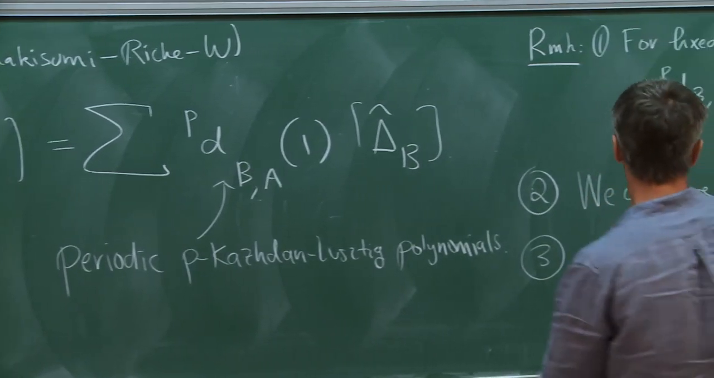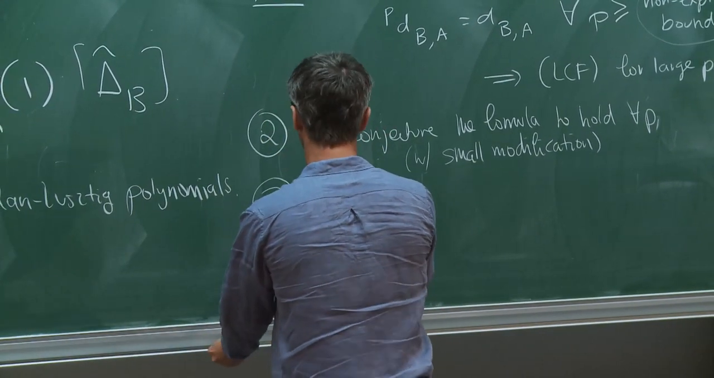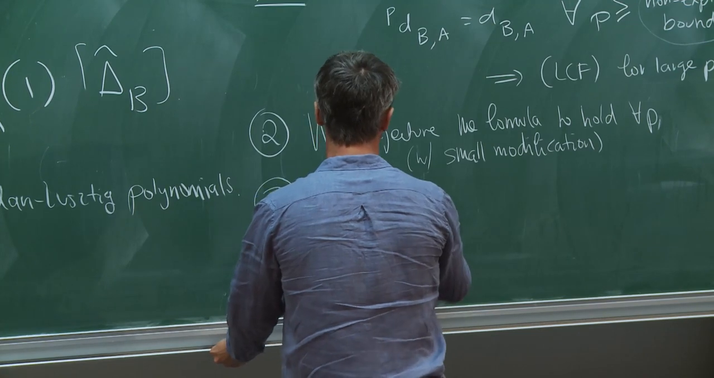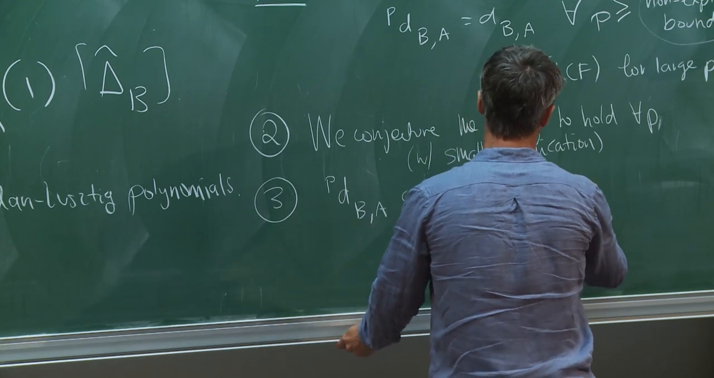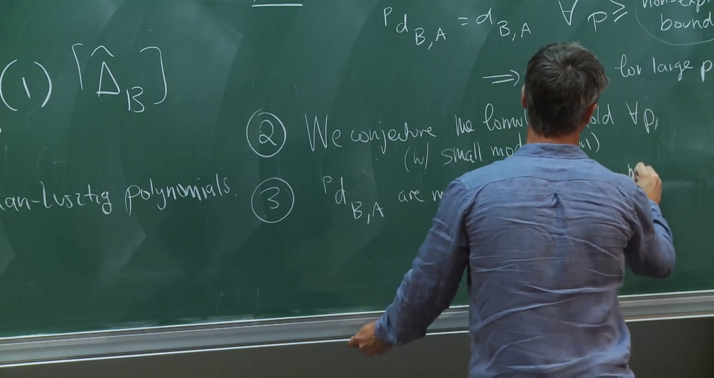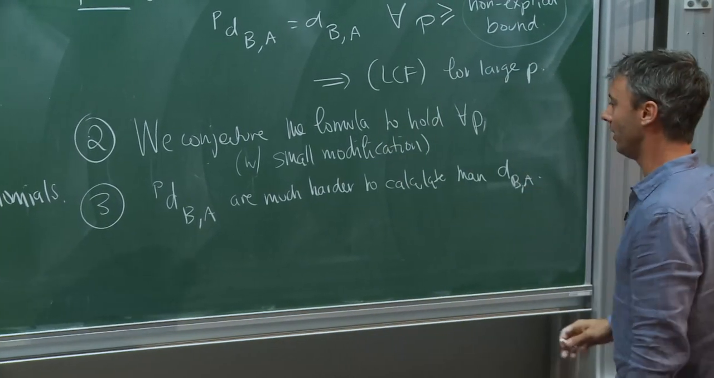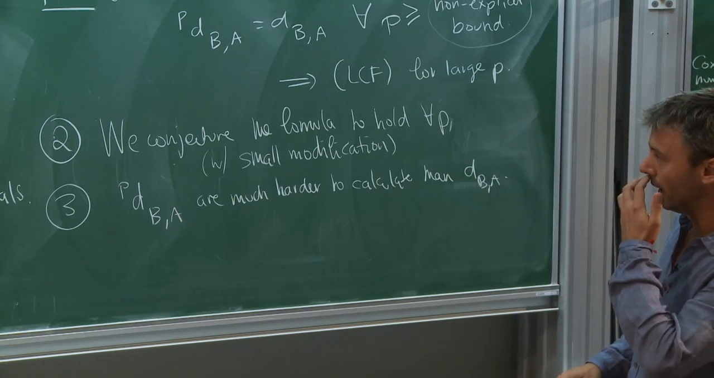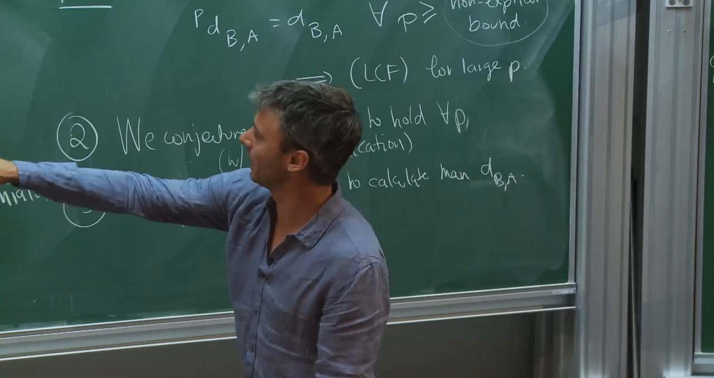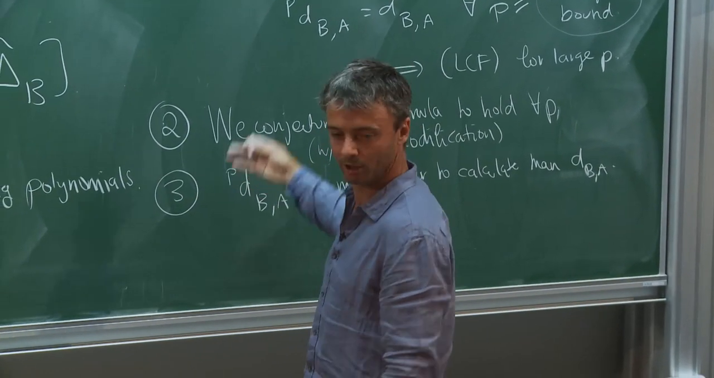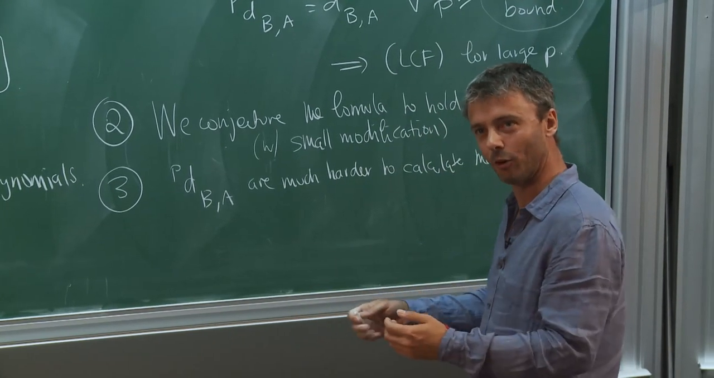And so just to give you some feel, these p-Kazhdan-Lusztig polynomials are much harder to calculate than the usual Kazhdan-Lusztig polynomials. So you can ask, does it improve the situation at all? Have we just given something, are we just expressing something uncomputable in terms of something else uncomputable? I mean, not uncomputable in a formal sense. All these things are computable in a formal sense, but just very difficult.